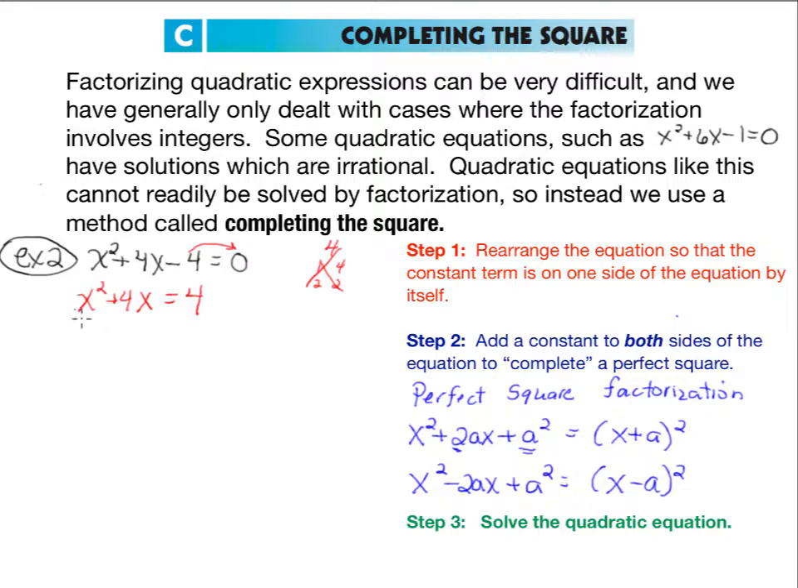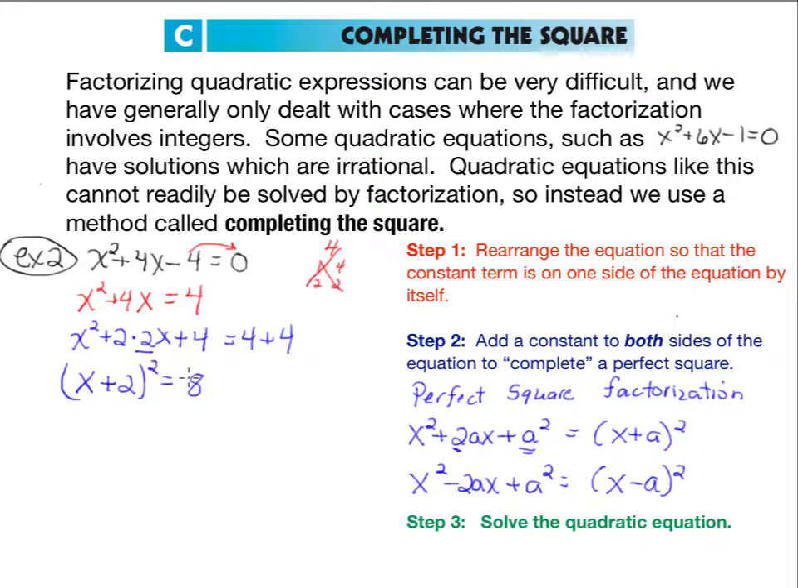Now I need to set this up so the left-hand side is a perfect square. So first I need to rewrite the middle term as 2 times some number times x. So 4x is the same as 2 times 2x. And then I need to add the 2 squared. And then when I add to one side, I need to add to the other side. So that means I have x plus 2 quantity squared is equal to 8.